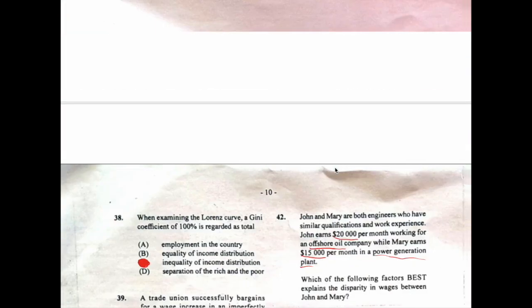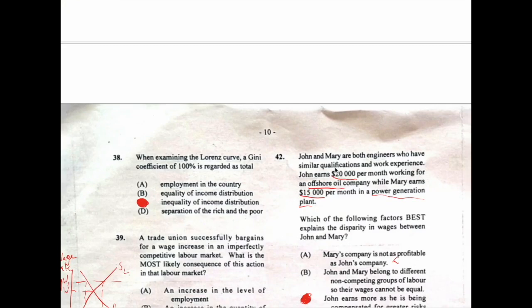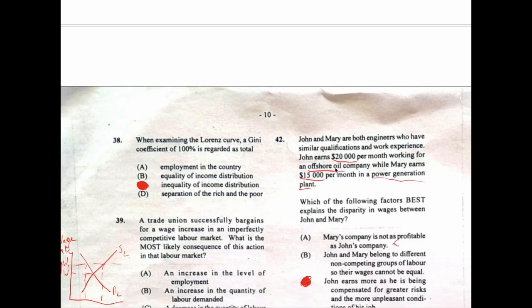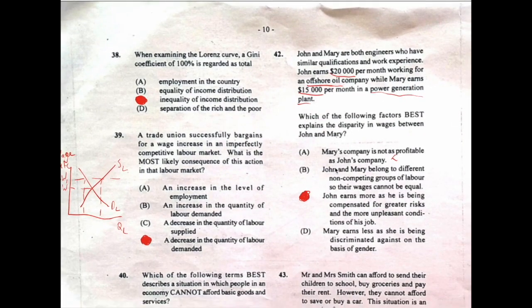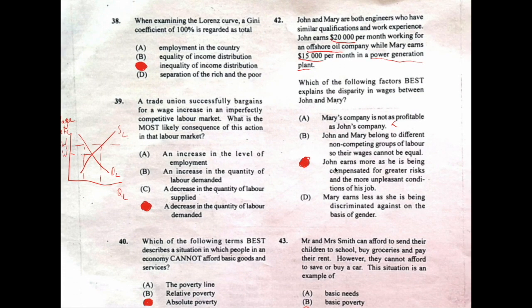Right. Going into 38. When examining the Lorenz curve, a Gini coefficient of 100% is regarded as C, total inequality of income distribution. And 39 says a trade union successfully bargains for a wage increase in an imperfectly competitive labor market. What is the most likely consequence of this action in the labor market? That would be D, a decrease in the quantity of labor demanded.